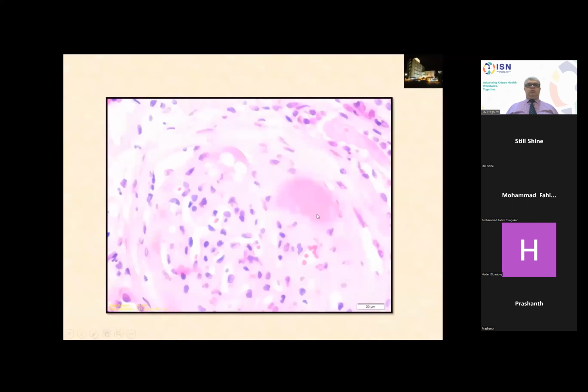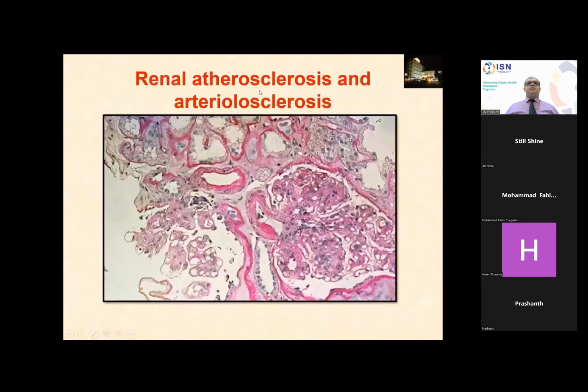And here we have the capsular drop lesion of the diabetic, and the glomerular tuft here is subtotally sclerotic, and we call this an obsolescent glomerulus with the hyaline cap and capsular drop lesion. Renal atherosclerosis and arteriosclerosis of diabetic nephropathy. Here is the afferent arteriole, and this is studied for nodular hyaline change, and this is another small artery studied for nodular or diffuse hyaline change, and this is classic diabetic nephropathy.